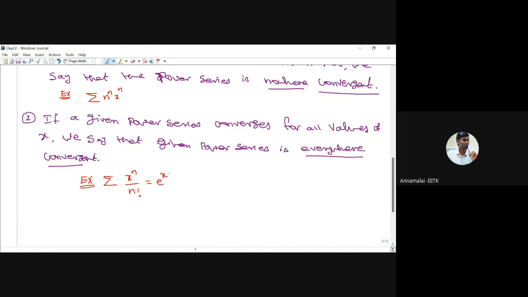1 plus x by 1 factorial plus x square by 2 factorial, and so on, x power n by n factorial and so on. This is nothing but e power x. This converges, the sum is e power x. This e power x converges at all points. But this series is not convergent. But it is convergent only at x equal to 0.